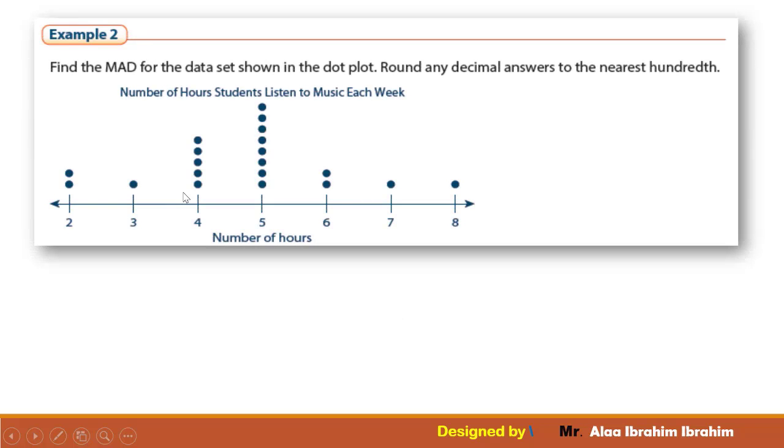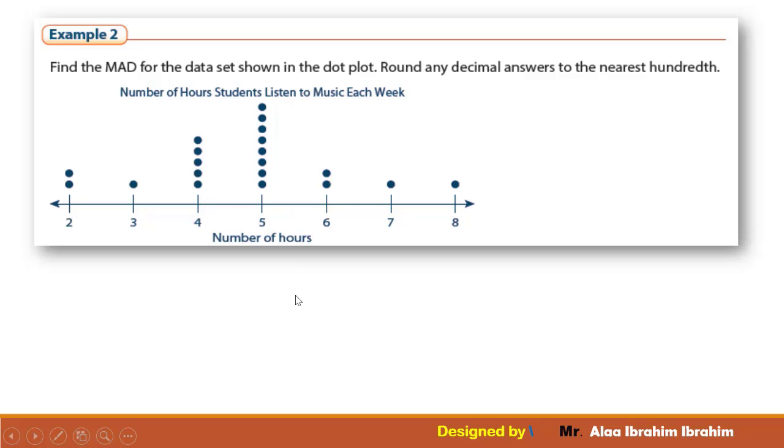Example 2, we start with a dot plot. This is the second type. So sometimes I give you values in order, like the last example, example 1. Now we have to deal with dot plots. So I have to know how many of each value we have: 2 repeated, 2, 1, 3, and 4, 1, 2, 3, 4, 5. So we have 5, 4, and 5 repeated how many times?